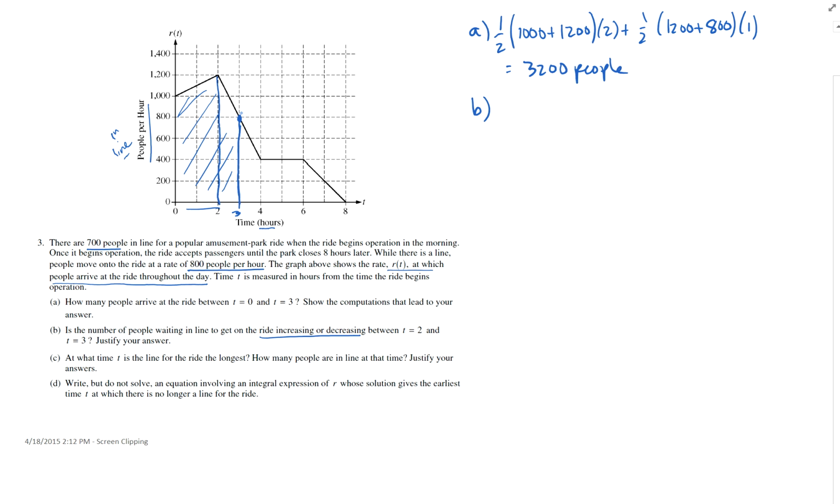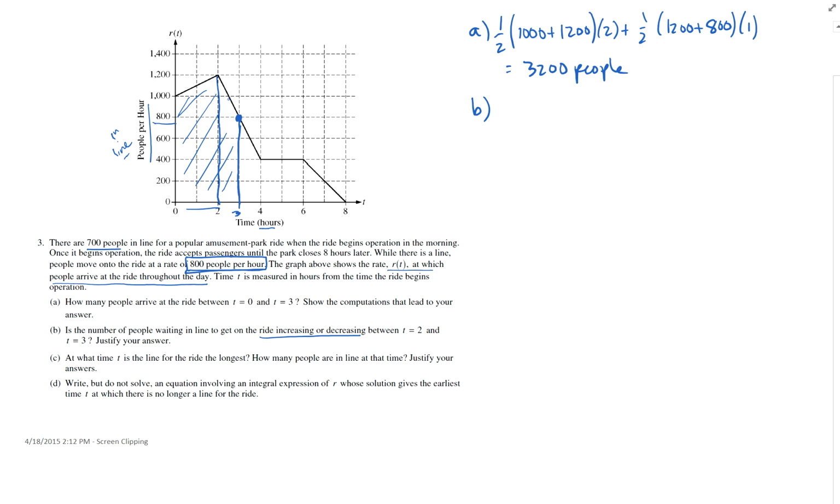Well, how well you can answer this question or how fast you get it is recognizing this point right here. At 3, there's 800 people per hour waiting in line. And recognizing this fact right here, 800 people per hour get onto the ride. So at 3 hours, you have exactly the same number of people getting onto the ride as are getting into the line. So at that exact moment, the line stays the same length.